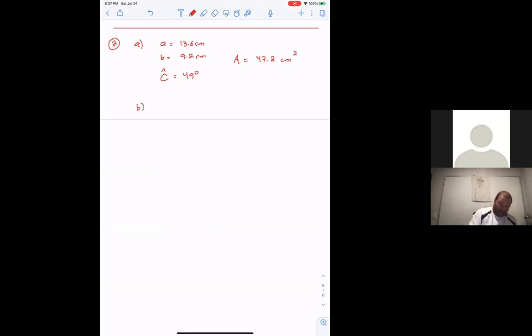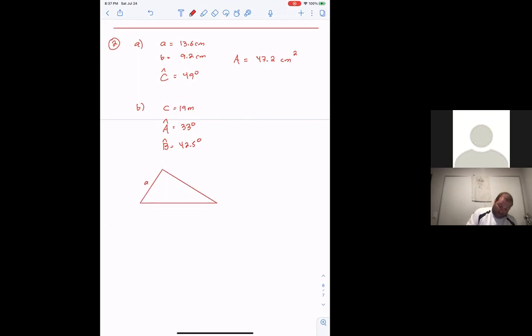Part B: side C is 19 meters, A hat is 33 degrees, B hat is 42.5 degrees. So go ahead, please, and solve this. So this one I am going to draw a triangle because it's more than one step and I don't want to do anything really silly.